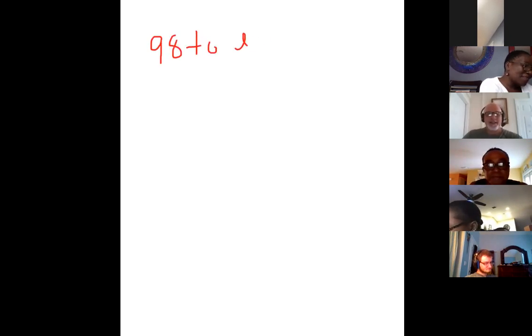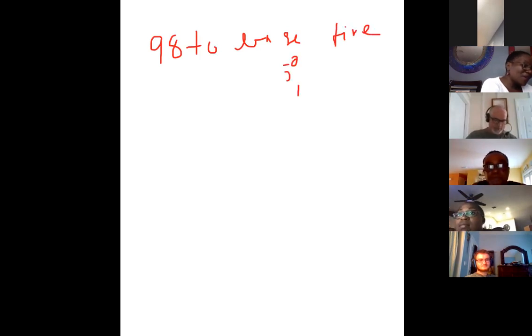Anyways, guys. Okay, so I'm going to do it again. We're going to do 98 to base 5. This is the way we've been doing it. We write out the place values. 5 to the 0 is 1. 5 to the first is 5. 5 to the second is 25.